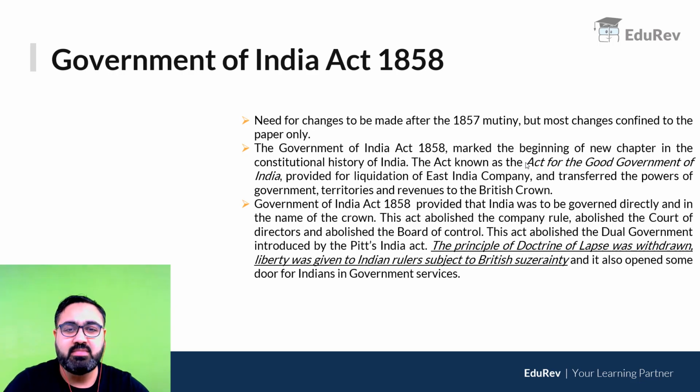As you can see, it provided for liquidation of the East India Company and the powers were transferred to the British Parliament. The British Parliament, the British government was now making all the decisions for India. So it was the British Crown now that was handling everything on behalf of India.